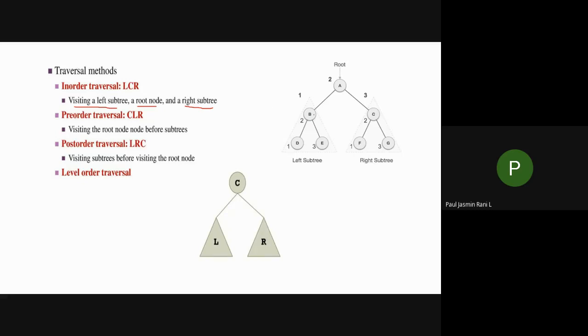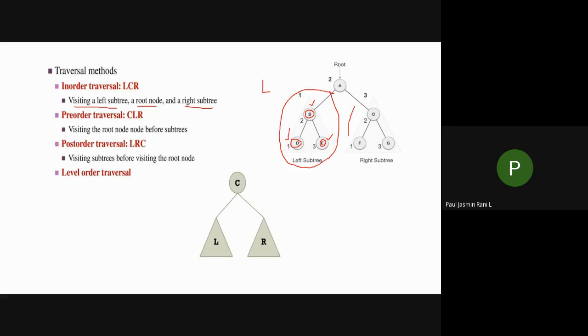Suppose you want to visit node B. When can you visit node B? After visiting node D only you can visit node B, isn't it? Suppose I want to visit node E. When can I visit node E? After completing B only I can visit node E. Can you follow this? Then I can visit this node A after completing all these only, because this is a left subtree, isn't it? So after completing all those elements only, I can visit this node A.